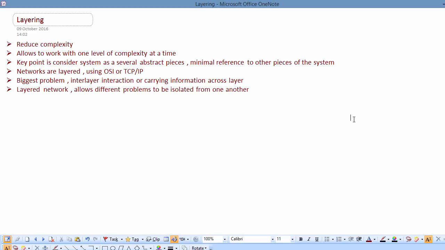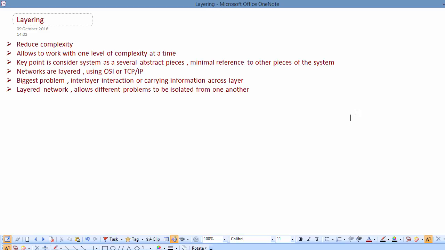At the same time, a key characteristic of an elegant design is the inability to break layering boundaries. Today's biggest problem in networking, if we examine closely, involves some interlayer interactions or carrying information across the layers. This is the biggest problem for network designers. You need to understand that there should be minimal interlayer interaction or carrying of information across the layers, and if it is carried, how it should be.